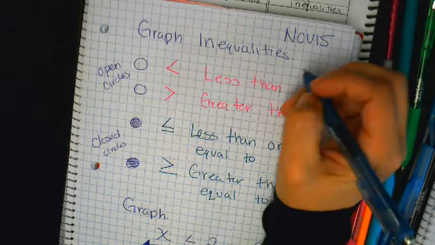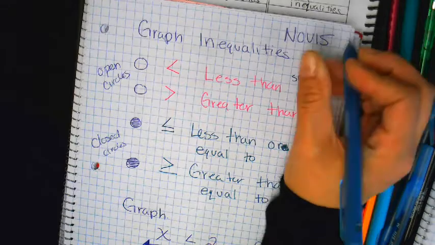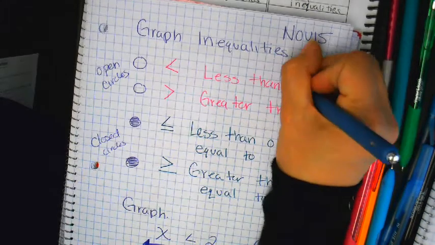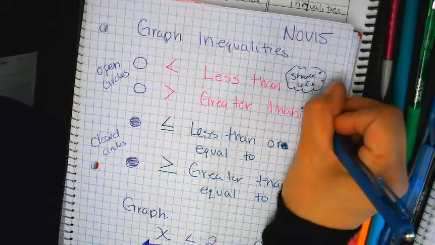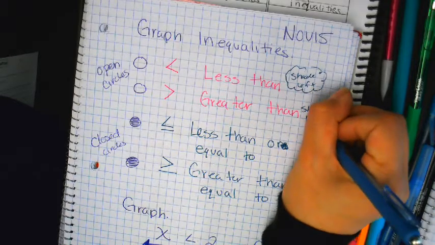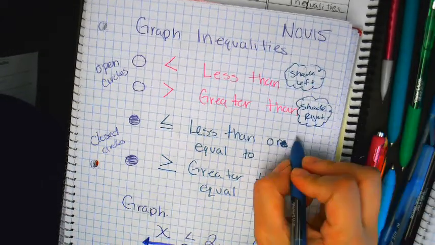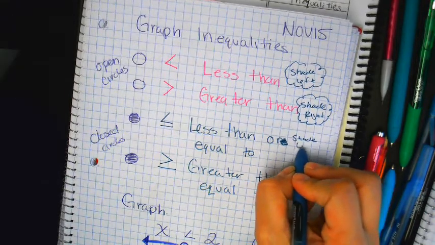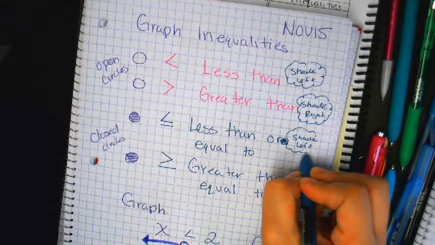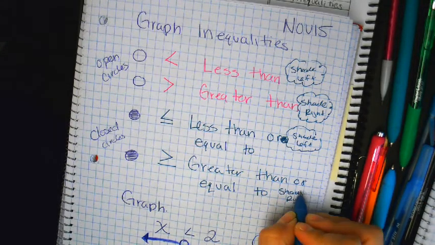This one, you want to write yourself a little note here. Shade, which way is this? Left? This one's shade left. This one is shade right. This one is shade left. This one is shade right.